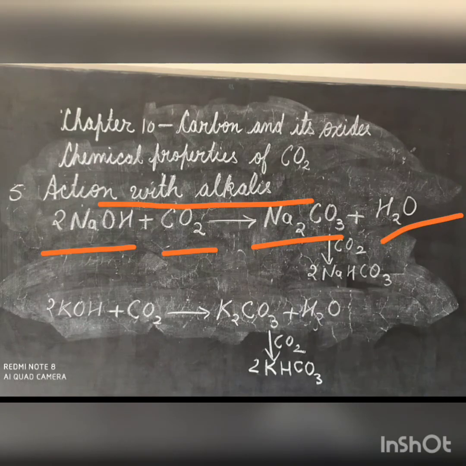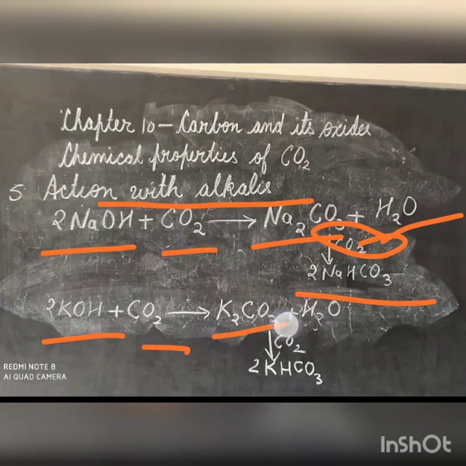When excess of carbon dioxide is passed through alkalis, the carbonates form soluble bicarbonate. So when excess of carbon dioxide is present, they change to sodium bicarbonate, which is soluble. Similarly, potassium hydroxide reacts with carbon dioxide, forming potassium carbonate and water, and in presence of excess of carbon dioxide, it forms potassium bicarbonate, which is soluble.